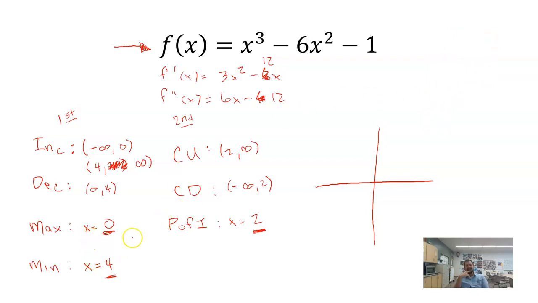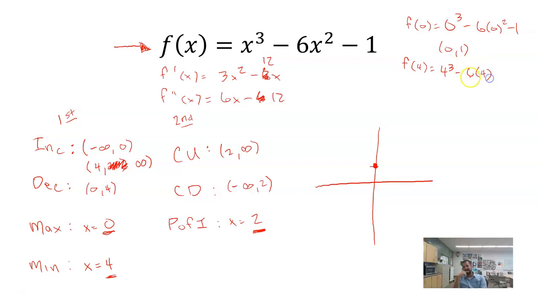So for x equals 0, I know I'm going to have a maximum on the graph, but I don't know where to put that dot. So what I would do is find f of 0, which is the function value at that point. So I get 0 to the third minus 6 times 0 squared minus 1. So I know the point 0, 1 exists on the function. Okay? Because I found the y value that goes with that x value. And due to the analysis that we did earlier, we know that that value is actually going to be a maximum.